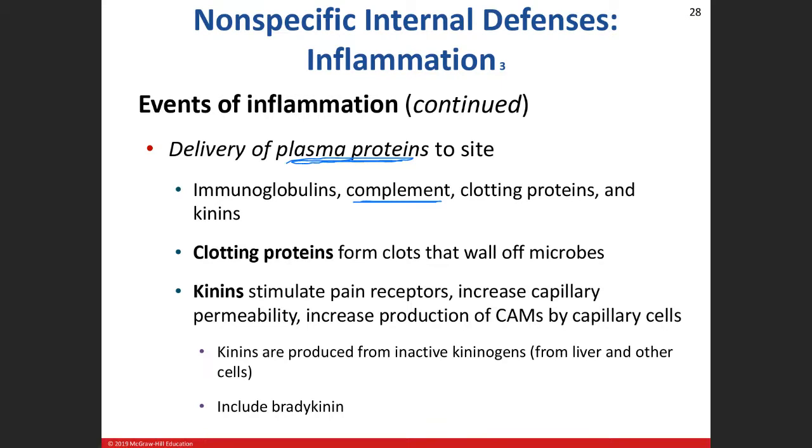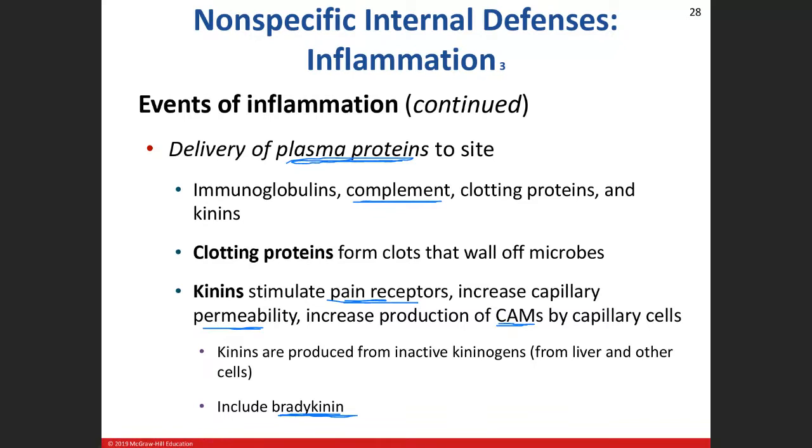The kinins are great for pain reception, but they're also going to help out histamine, make the capillary more leaky, and increase our CAMs. So we can get more cells to marginate, more cells to undergo diapedesis and then move towards the area. That's positive feedback. That's nice. I like it. So bradykinin is one of the kinin classes that will involve pain.